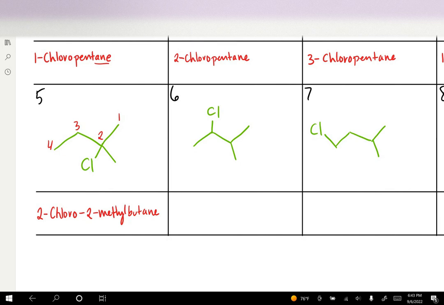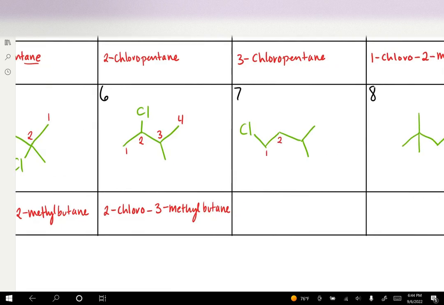Now, we're going to give chlorine the lower locator number for numbering here. So it's a higher priority group than the methyl. So we have again 2-chloro-3-methylbutane. Same convention here. 1-chloro-3-methylbutane.